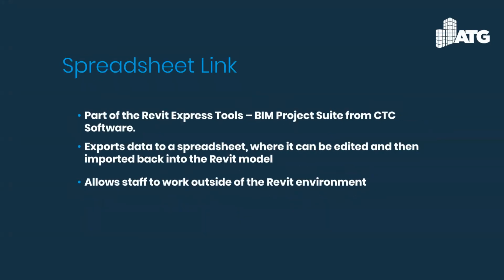Well, that's where Spreadsheet Link comes in. Spreadsheet Link is part of the Revit Express tools. It's part of the BIM project suite. And it allows you to export data to a spreadsheet from the Revit model, where you can then edit it and import it back into the Revit model and make changes to the model from that spreadsheet.